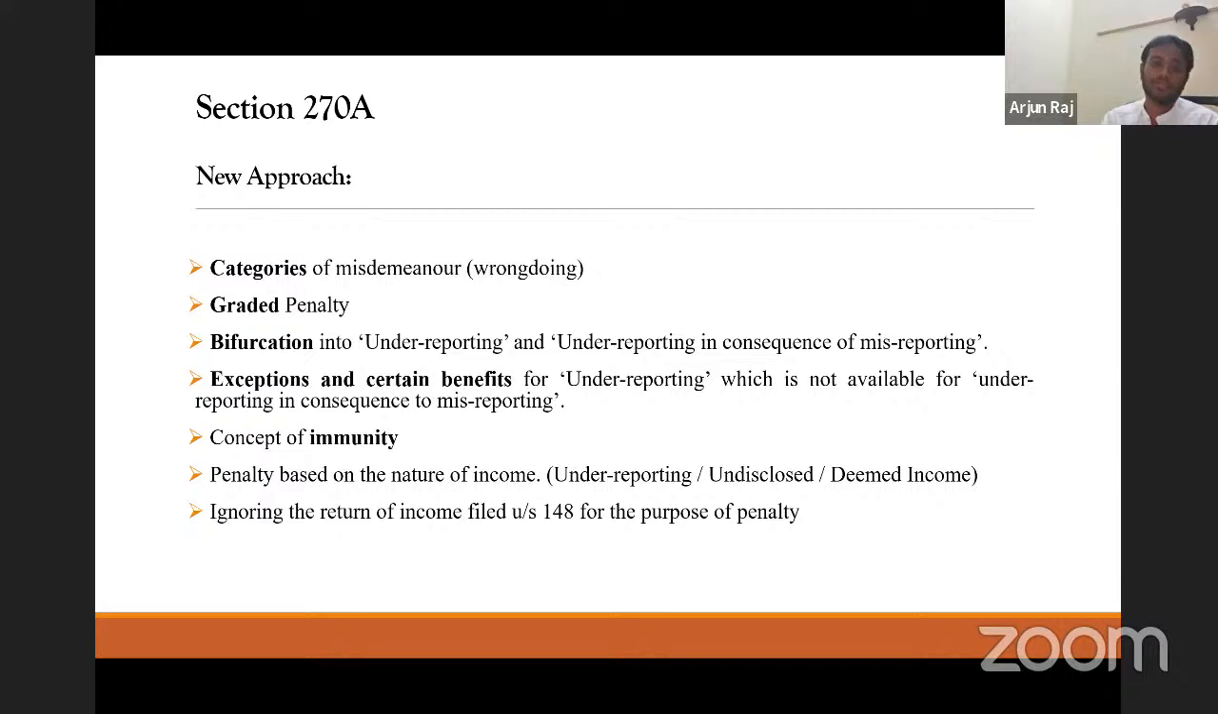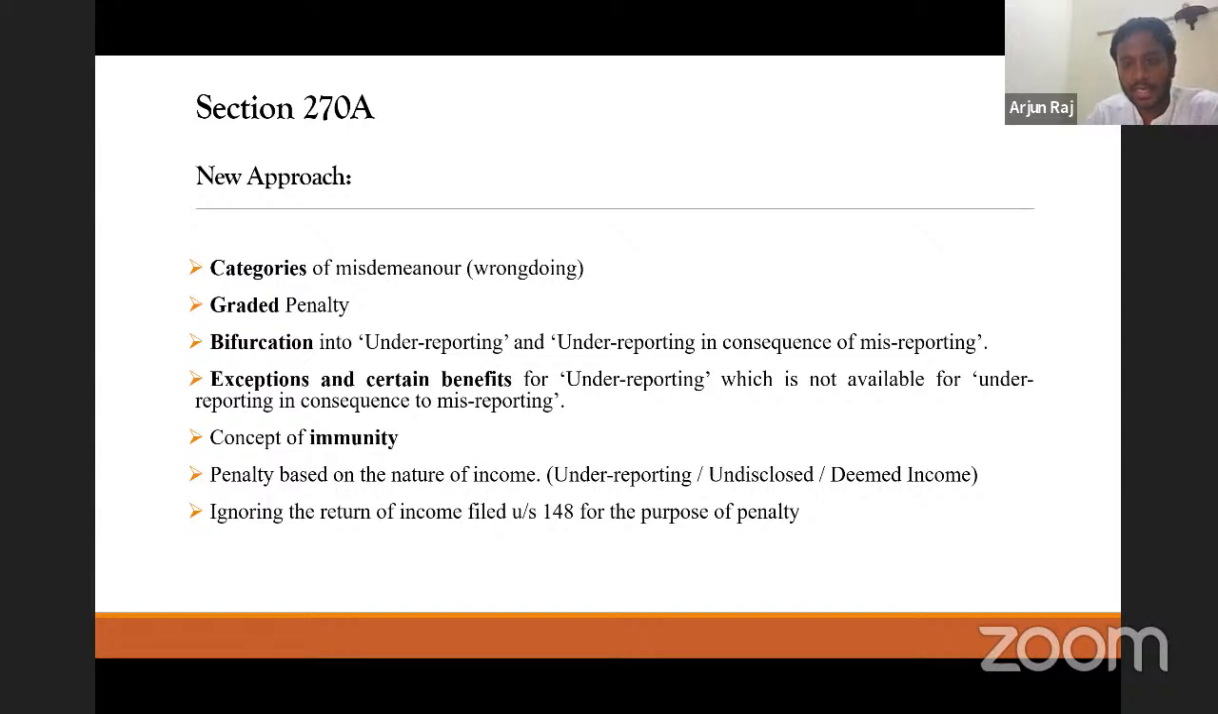So, based on the nature of income of the addition being made, the section in which the penalty is being levied is also being changed now. So, the rate changes, the procedure changes, the section changes. So, there's a huge departure from 271(1)(c), the earlier regime, and the new regime. And another interesting aspect to be seen here is that 148 returns filed in the case of a non-filer at that original stage shall be ignored for the purpose of this penalty.